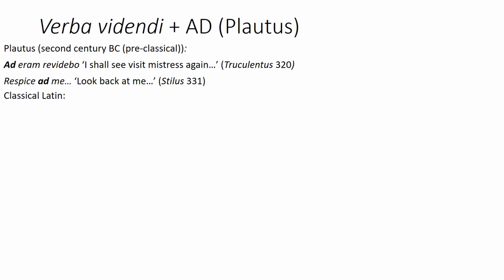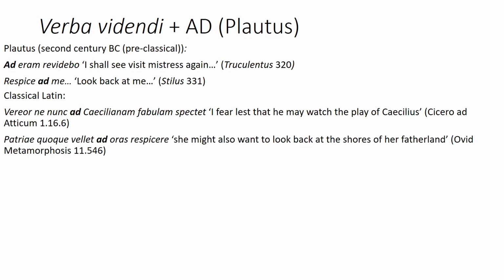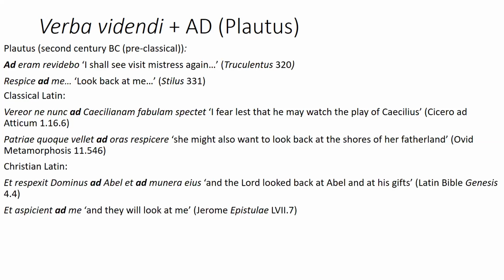In classical Latin, a similar example also exists. So, for example, in Cicero's letters, vero ne nunc ad Caecilianum fabulum spectet, ad fabulum spectet, that he may watch the play by Caecilius. Patriam quoque velet ad horas respicere. This is the famous story of Ariadne when she was abandoned on the shore. She misses her homeland, so she looks back at the shores of her fatherland, ad horas respicere. In Christian Latin, examples also abound.